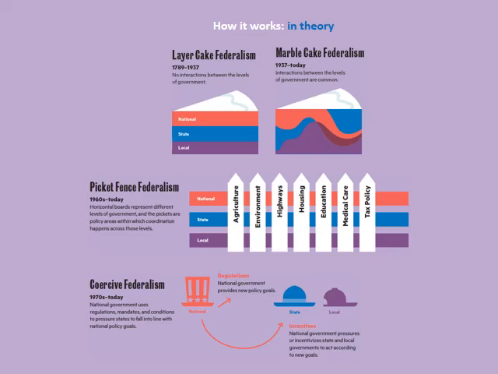Now, coercive federalism, going from the 1970s till today, says that the national government uses regulations, mandates, and conditions to pressure states to fall into line with national policy goals. It requires the use, basically, of the purse: withholding money from states that don't do what the federal government wants them to, and giving money to states that abide by federal policy.